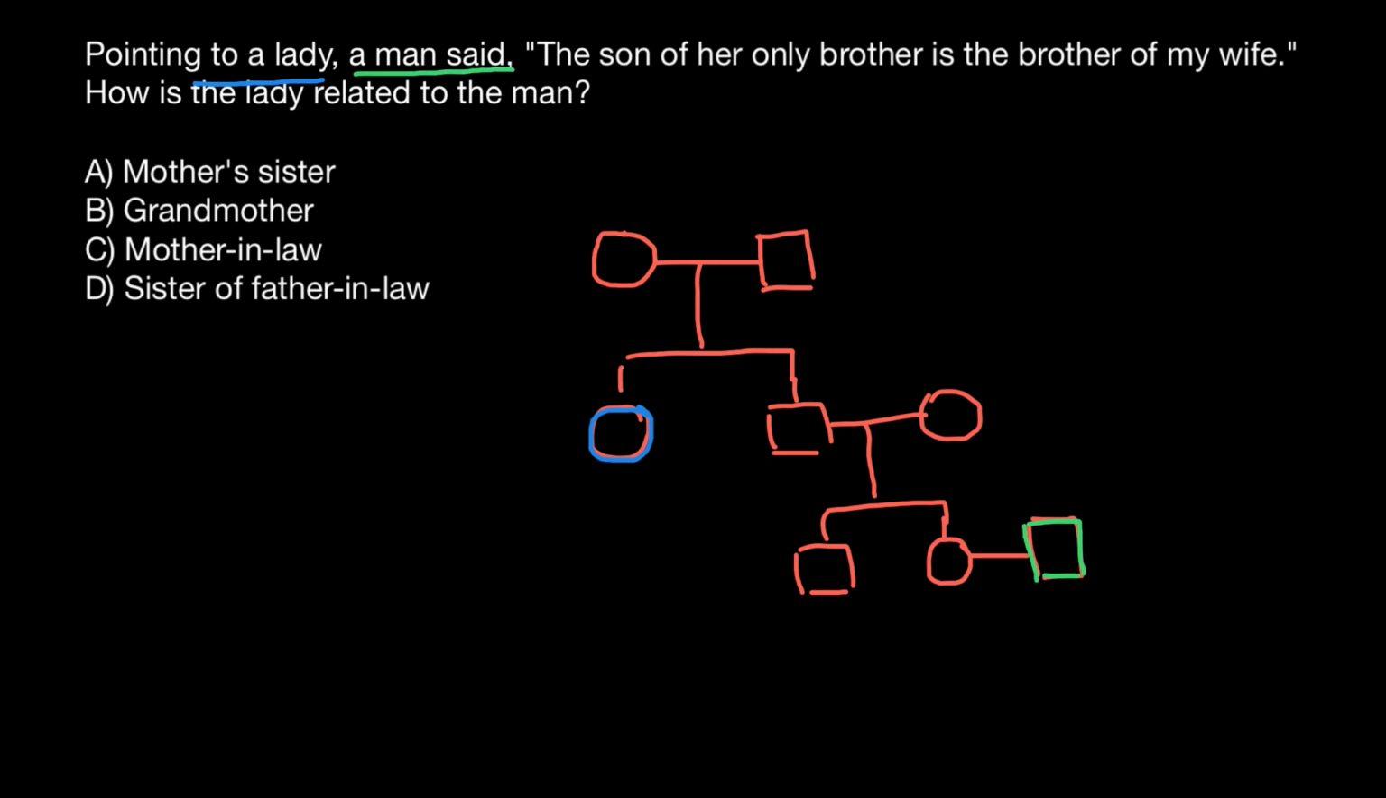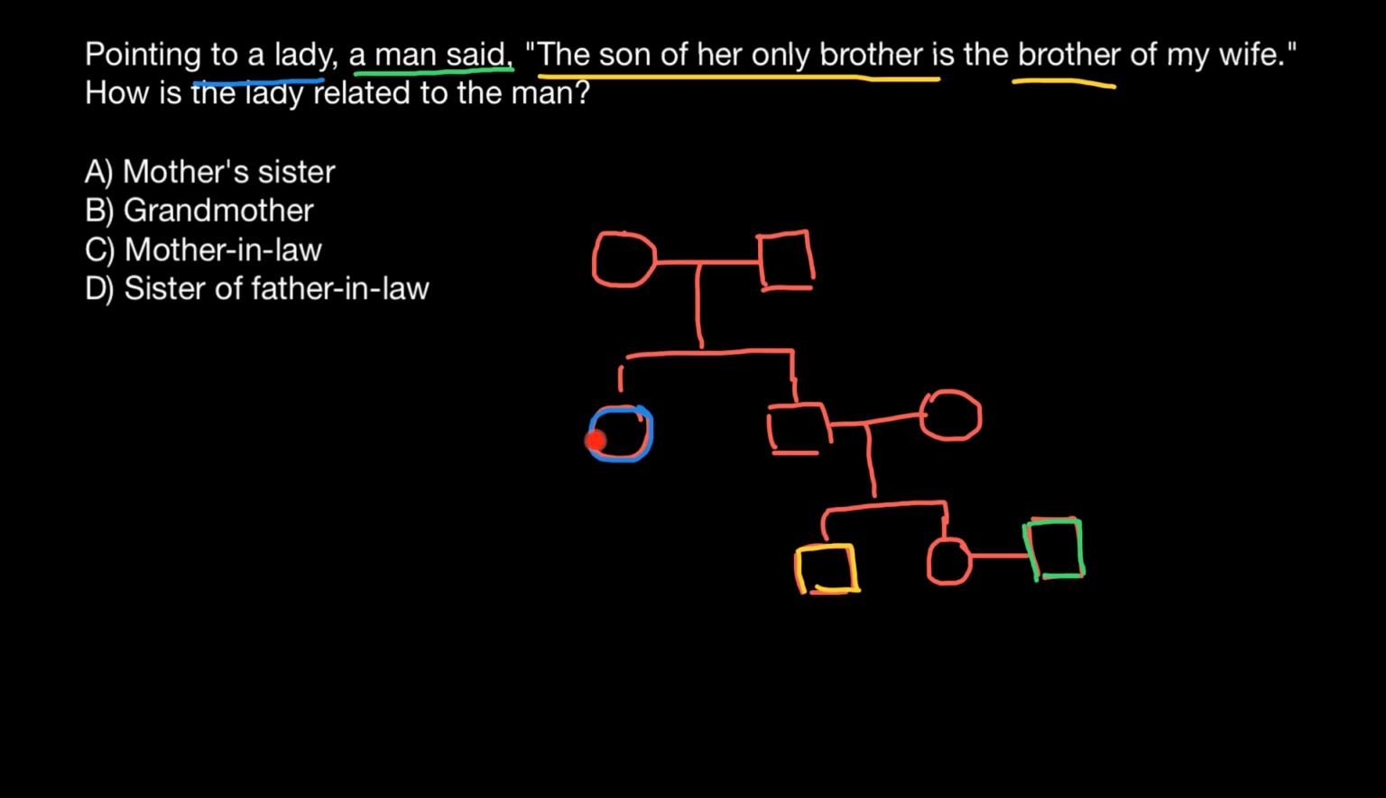And the son of your only brother. So this woman, and he is her only brother, and the son of her only brother. So he's talking about this person. Again, the son of her only brother, let's underline with yellow color, is the brother of my wife.